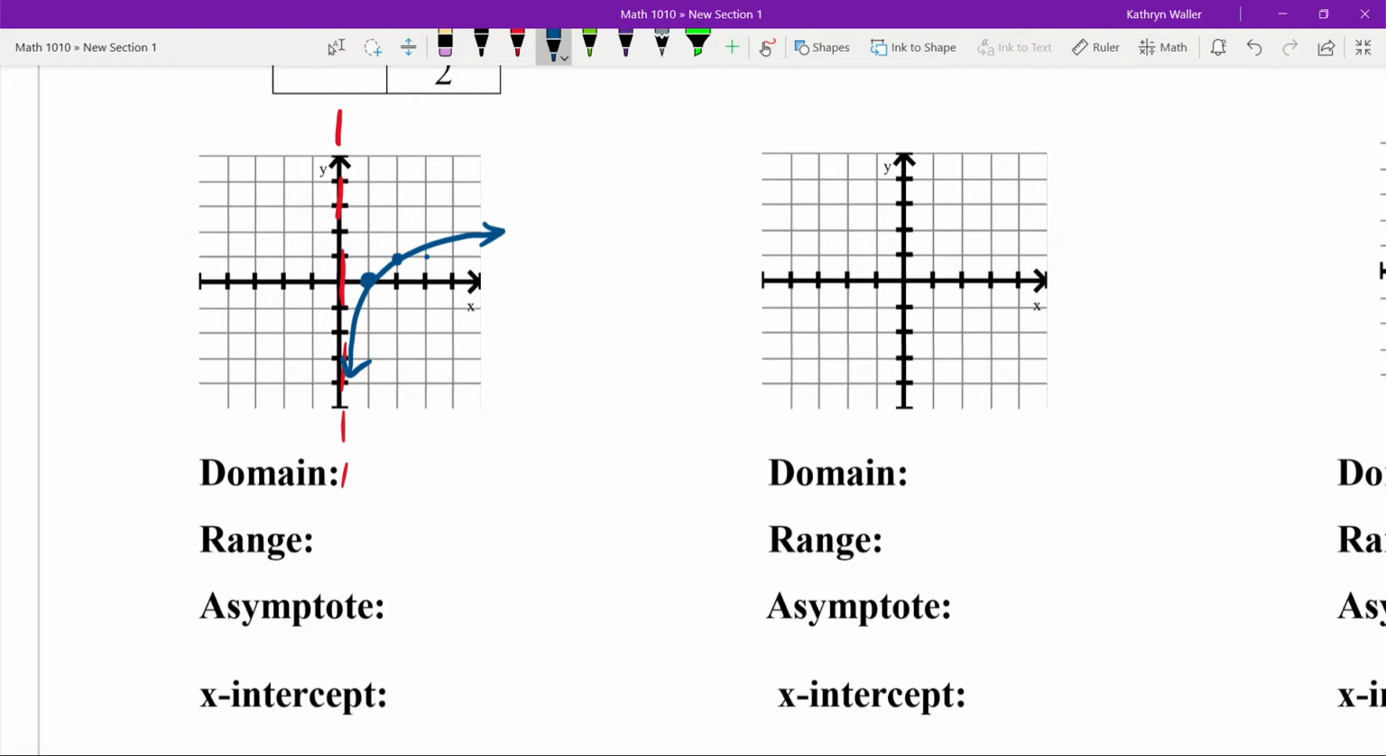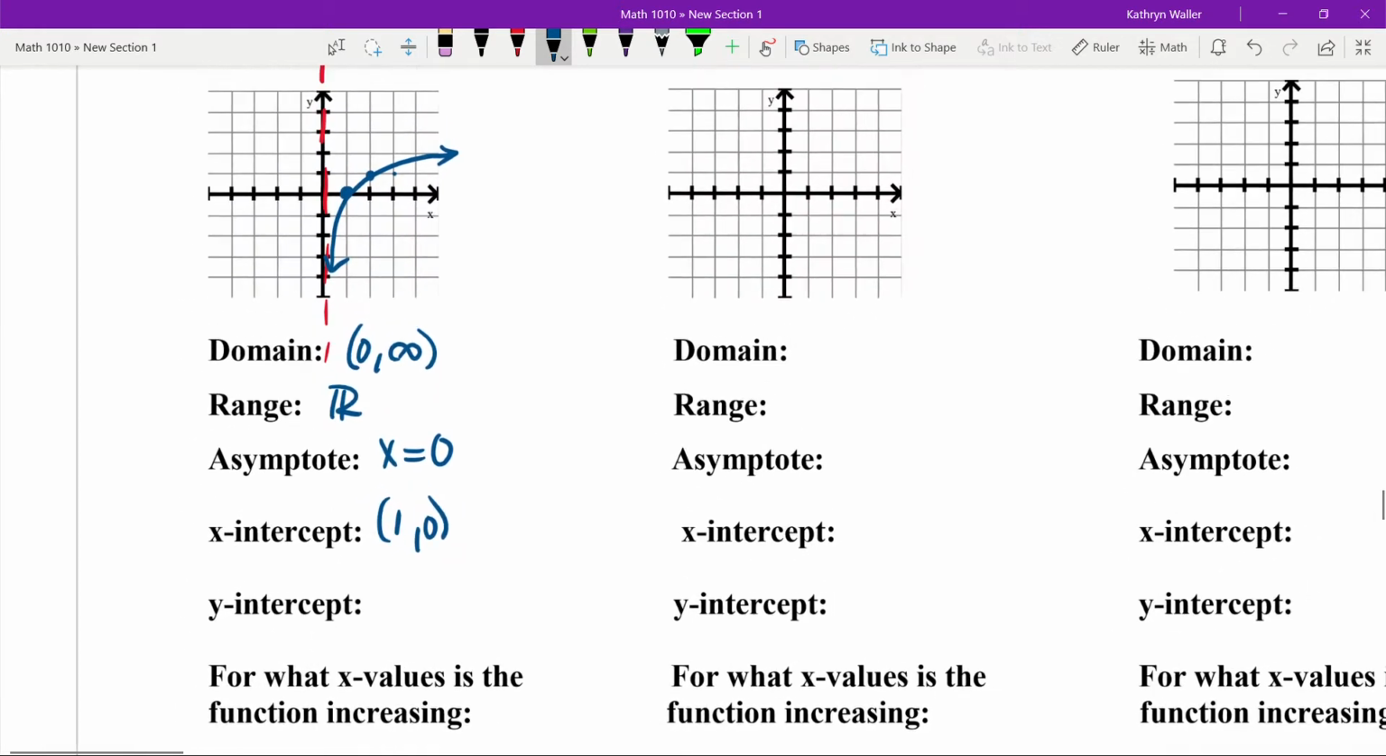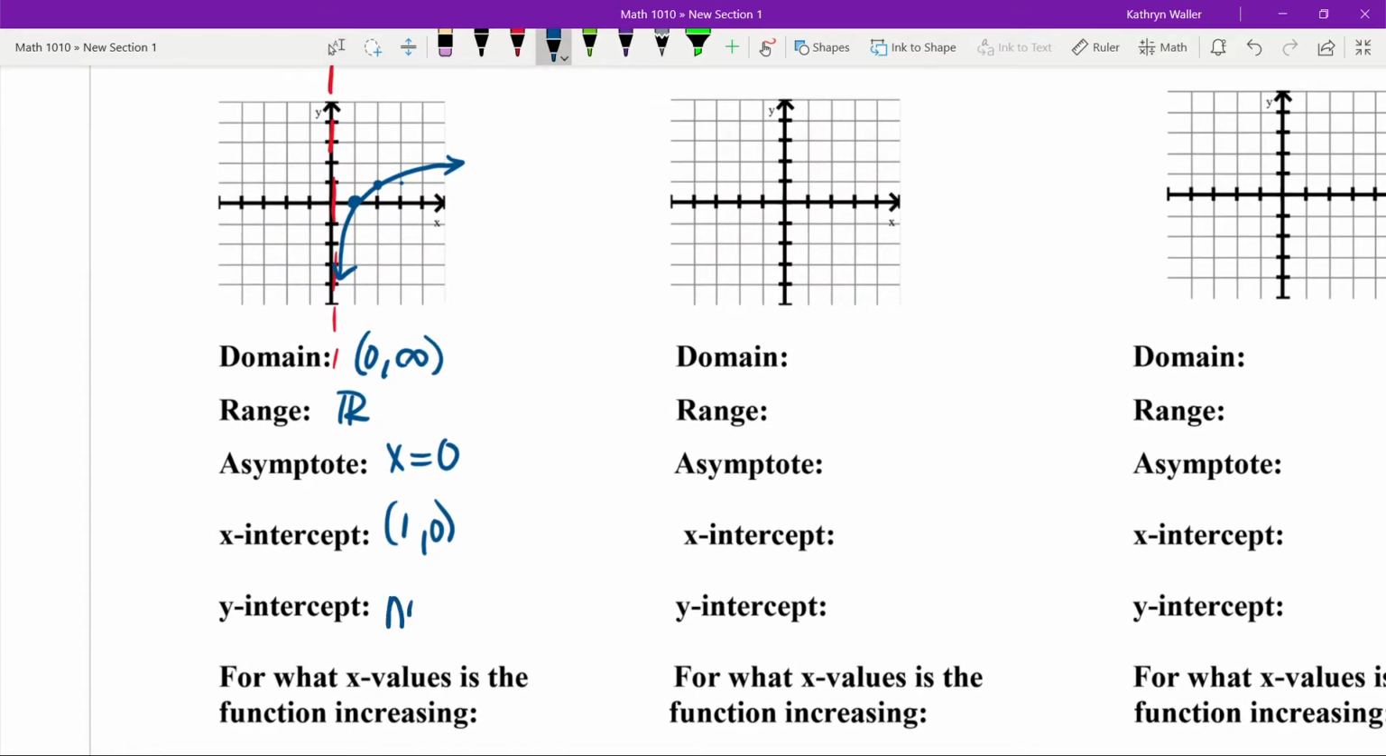Okay, good. Everybody look at the domain, okay? There are 25 people in this room, so I want 25 voices. What's the domain? 0 to infinity. Tell me how to close my 0. Parenthesis because it's not going to touch it. Range is y. Start low, move up. What is it? All real numbers. Asymptote. Everybody in the room. X equals 0. X-intercept is that point right there. Yep, 1, 0. Okay. Y-intercept. Talk to me about y-intercept. There is none.